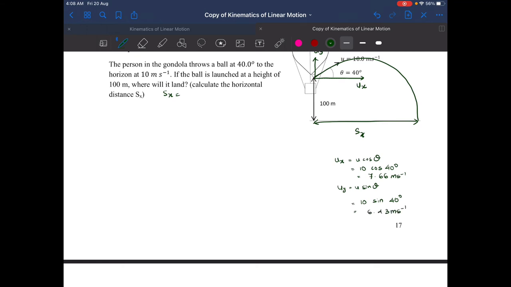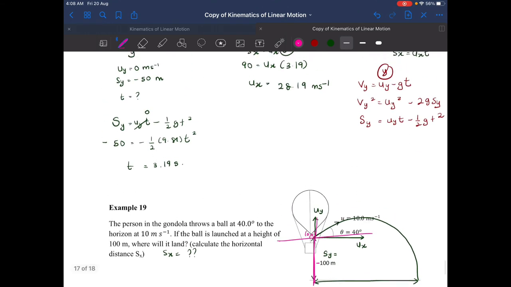Okay, soalan minta SX kan? And then kita ada 100 ni. 100 ni distance dia daripada tempat dia berada, release point tu ke sini kan. Jadi obviously ni adalah SY. Tapi kalau kita buat paksi, ni adalah koordinat 0, 0. So distance ke bawah ni, kita cakap value ni adalah negative 100. So be careful of that. Okay. So katalah kita copy balik formula ni.